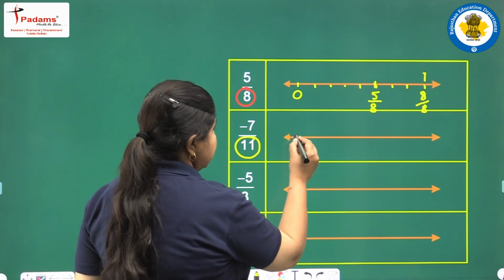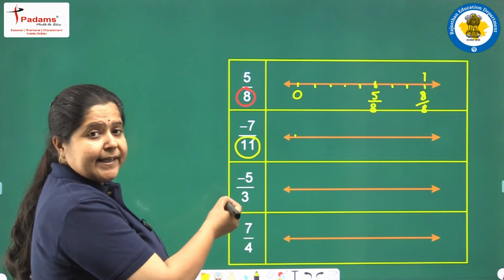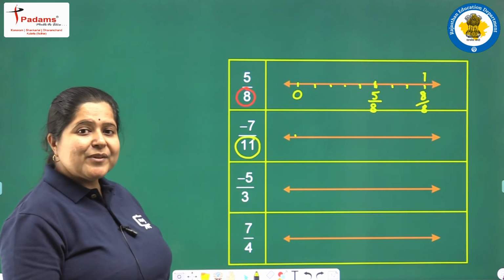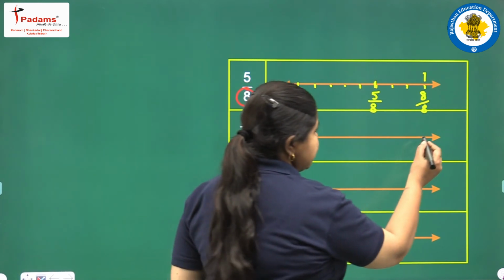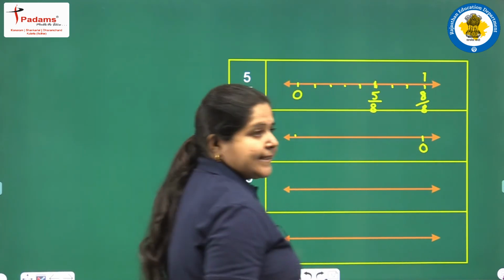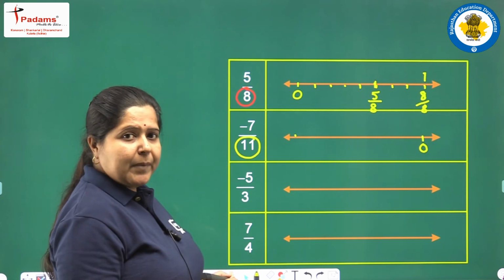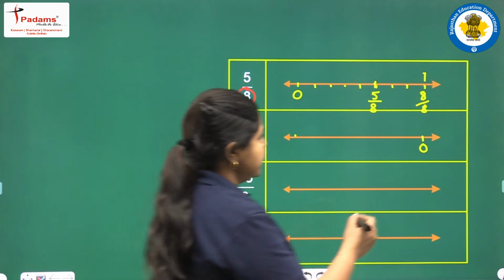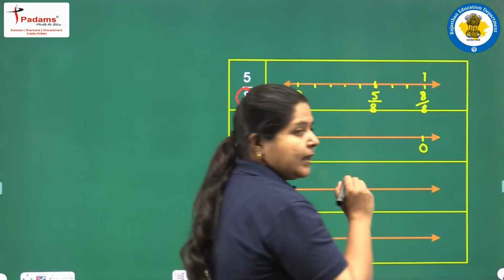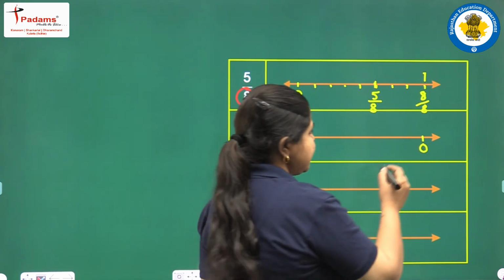Let it be. Now one thing more, it is a negative number. So it will be to the left of 0, not to the right of 0. So we will have to take 0 to the right side and now we will keep on marking 1 by 11, 2 by 11 and we will reach 7 by 11. See here. But remember to mark at equal distances.